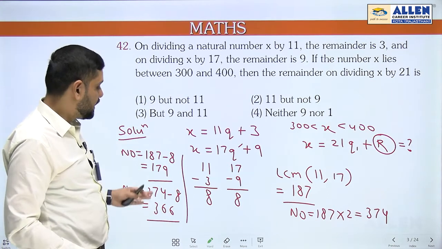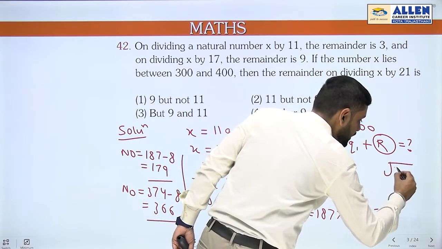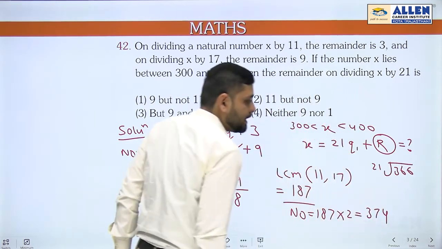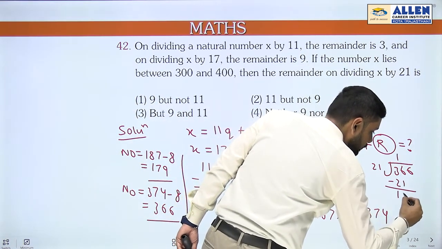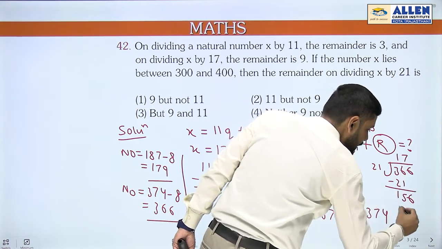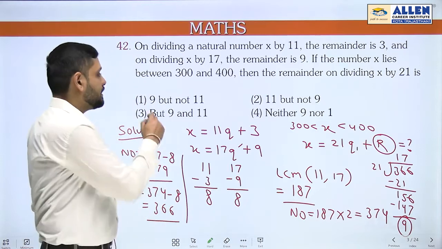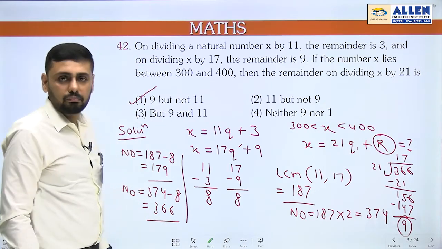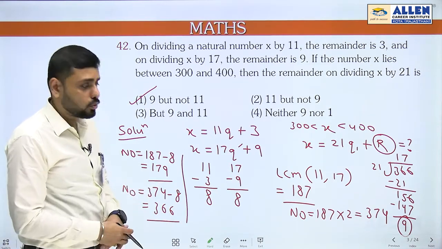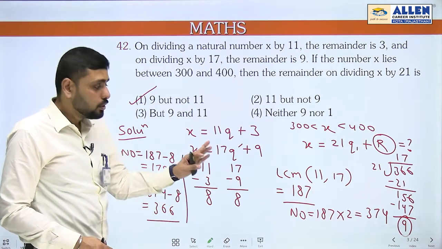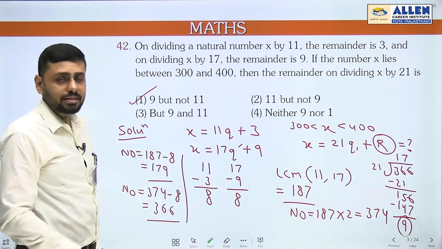Now if you divide 366 by 21, what will we get as a remainder? We will solve it here. 366 divided by 21: 21 times 1 gives 21, then 156, then 21 times 7 is 147, then the remainder is 9. This is the answer, that is 9, but not 11. So the first option will be your answer, right? In this way, you can solve this question. You need to remember this concept to solve this question very easily, so you can note it down. Now, we will see the next question.